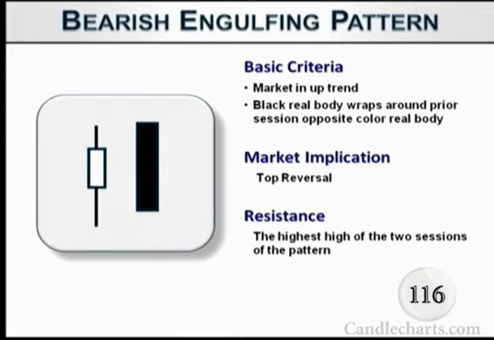Okay, the market's in an uptrend. A black real body wraps around a small white real body. Potential top reversal, and a resistance area: the highest highs of the two candlestick lines. So if we had a long upper shadow here, the top of the upper shadow would be the resistance area. And here we could see, obviously, that the bears are overwhelming the bulls, right?